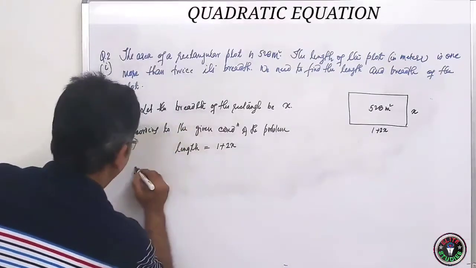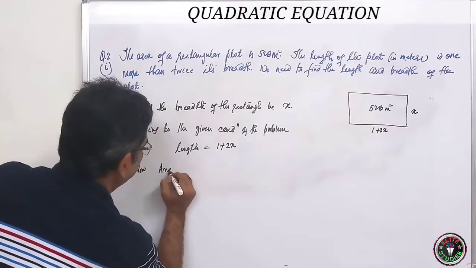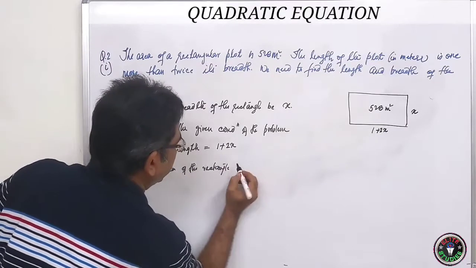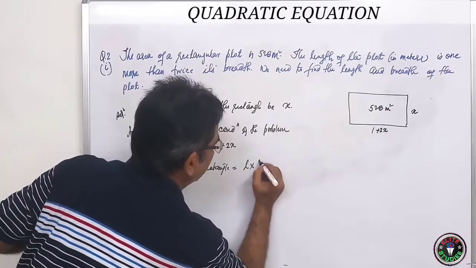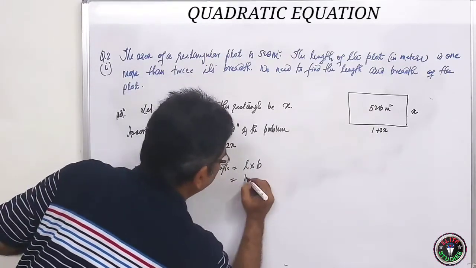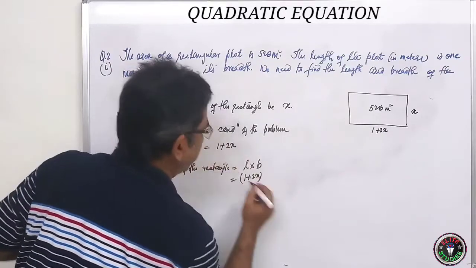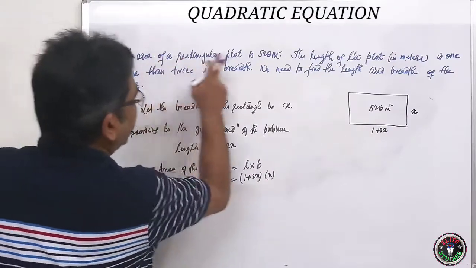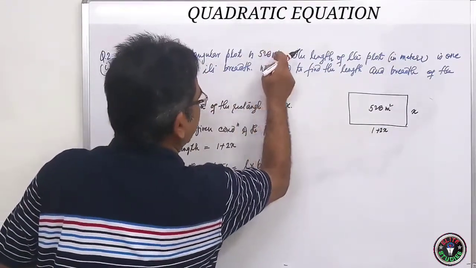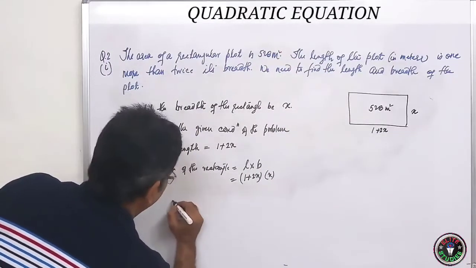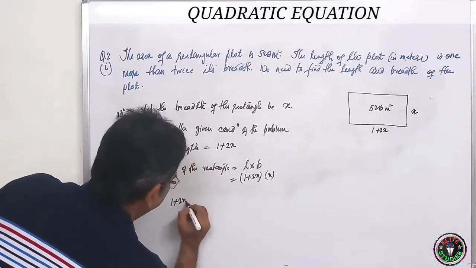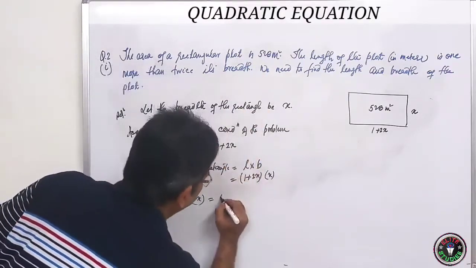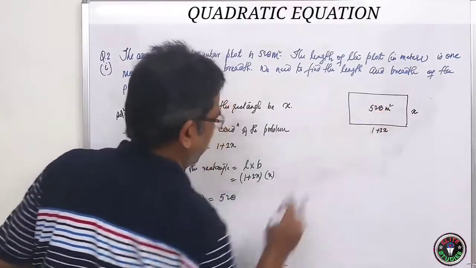Now area of the rectangle is equal to length into breadth. So what is the length? Length is 1 plus 2x. And what is the breadth? Breadth is x. So now area is given as 528 meters square. So therefore 1 plus 2x into x will be equal to 528. You can see from the figure.